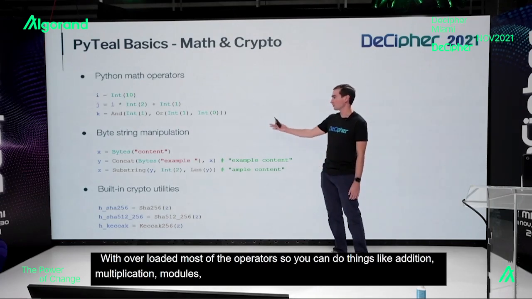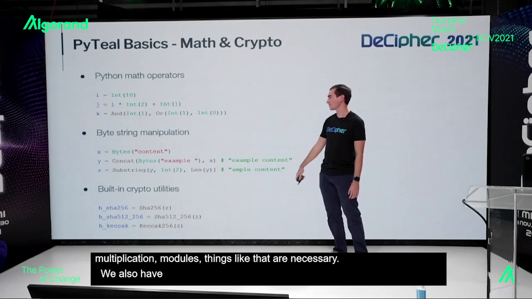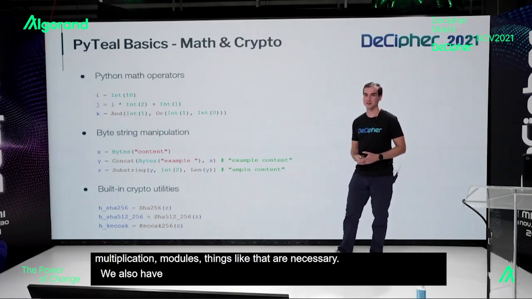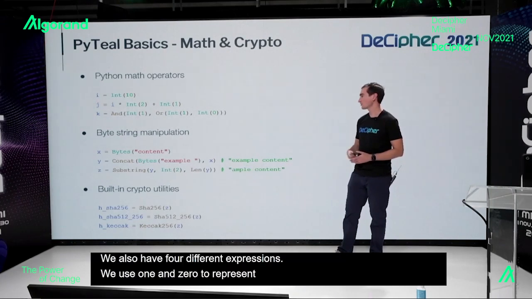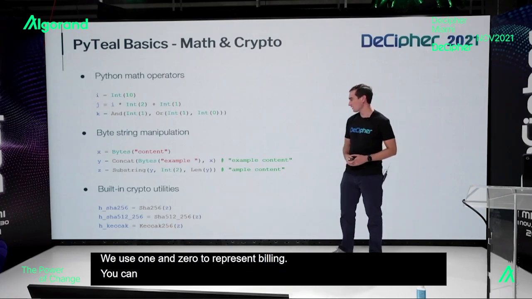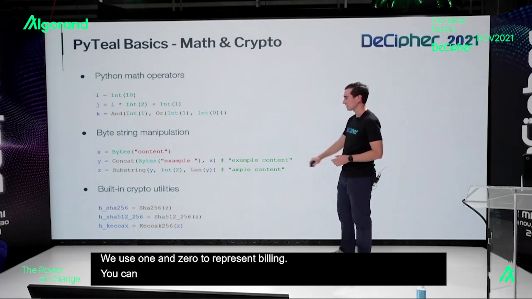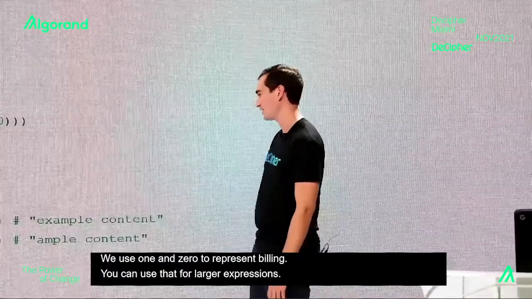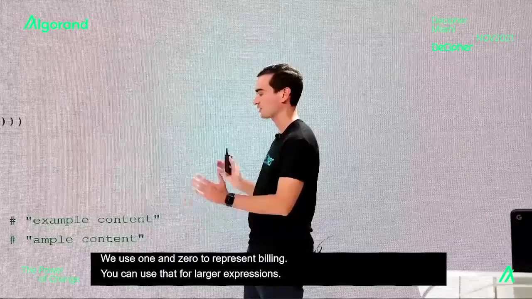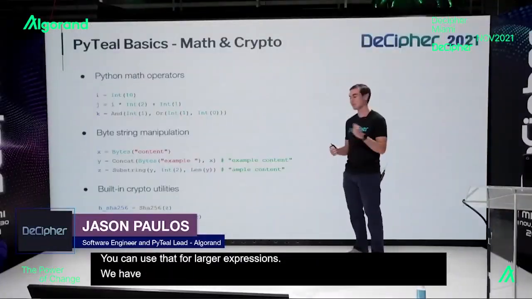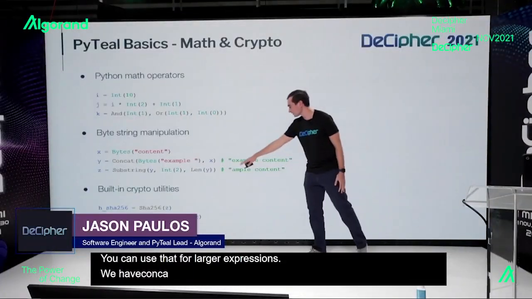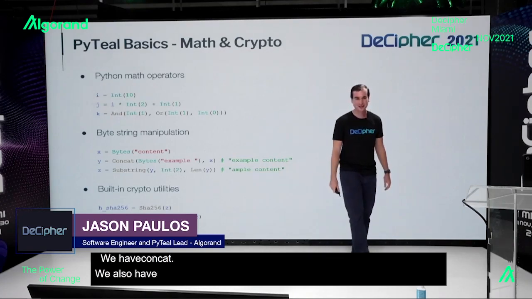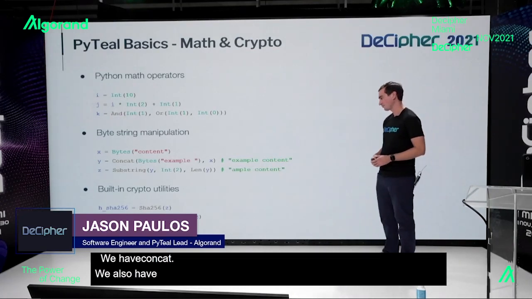We also have and, or for Boolean expressions. We use 1 and 0 to represent Booleans, and you can use those to actually build up larger expressions. Byte strings also, we have some functions for those. We have concat, which concatenates 2 or multiple byte strings. And we have substring that lets you take a subsection of that byte string and pull it out. We also have length, or len, that lets you get the length of a byte string.